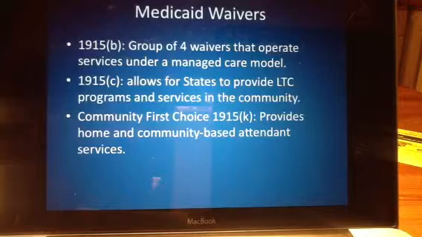respite care. The Community First Choice Waiver, or 1915K waivers, provide home and community-based attendance services to individuals with disabilities under their state plan. The waiver allows attendants to help individuals with ADLs and IADLs, health-related tasks, and enhancing the individual's skills to perform the task.